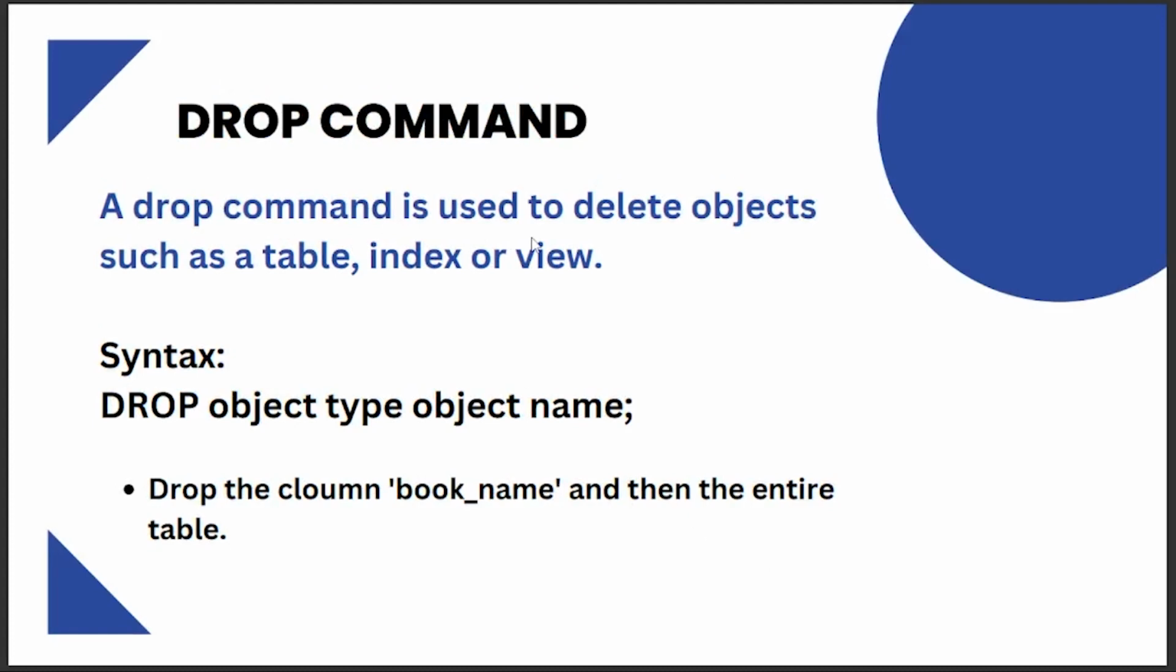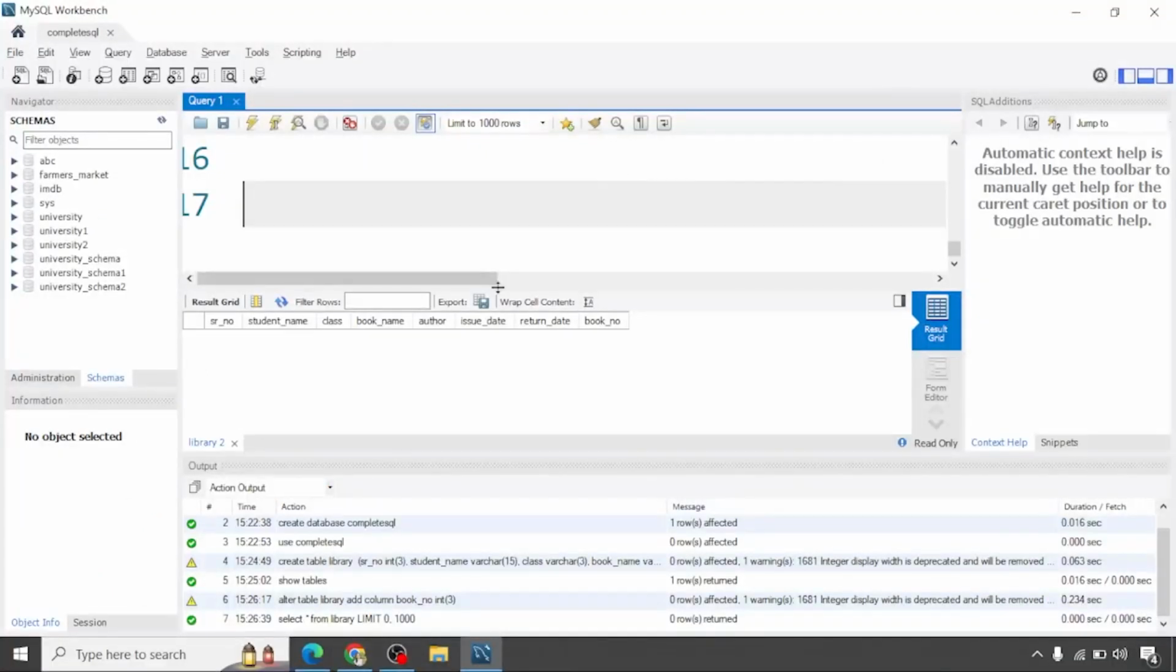Okay, let's move ahead to the next command, which is the drop command. A drop command is used to delete objects such as table, index, or view. Syntax is drop object type, object name. So now let's drop the column book name and then the entire table. Let's see how you drop a column.